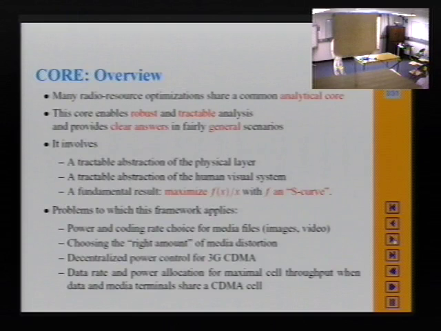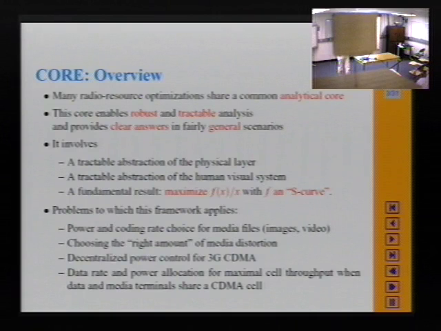An overview of the core is as follows. Many radio resource optimizations share an analytical core. We believe that the core is robust and leads to tractable analysis. You get actual results as opposed to just a set of 10 equations with 10 unknowns that define everything, but nobody knows how to solve it. And the answers in many cases are very clear and specific and applied in general scenarios.